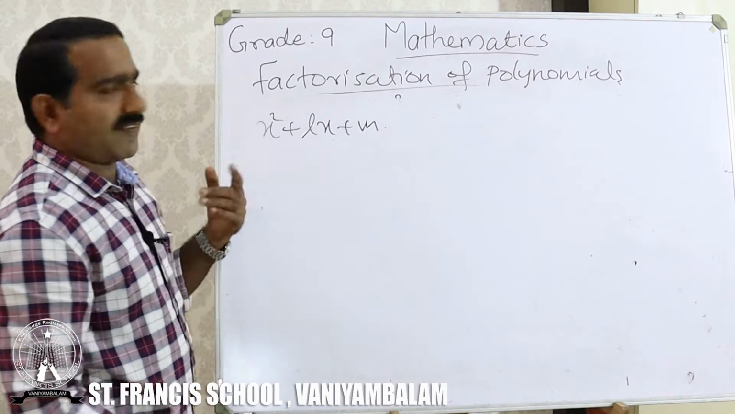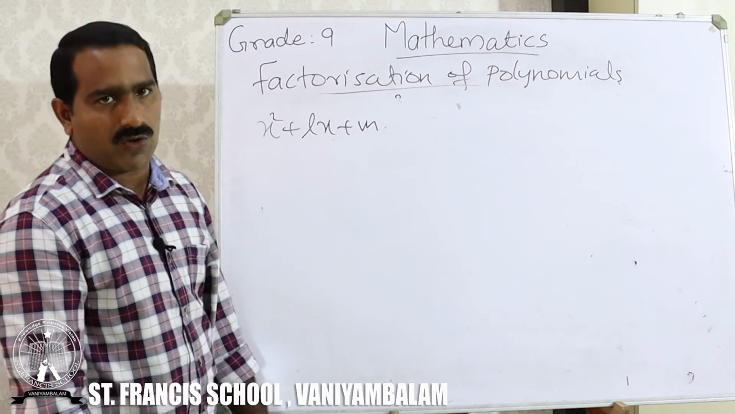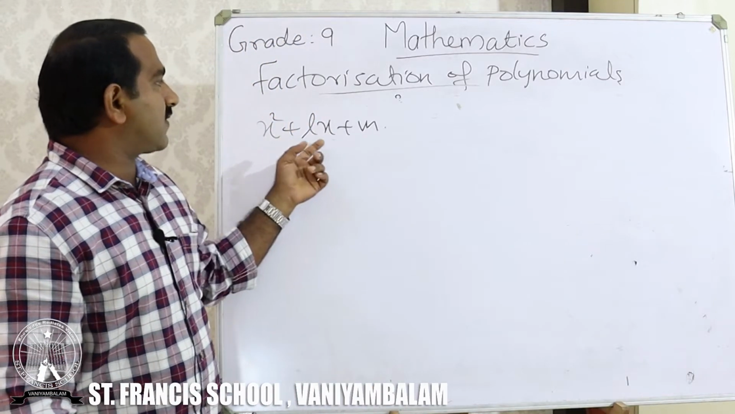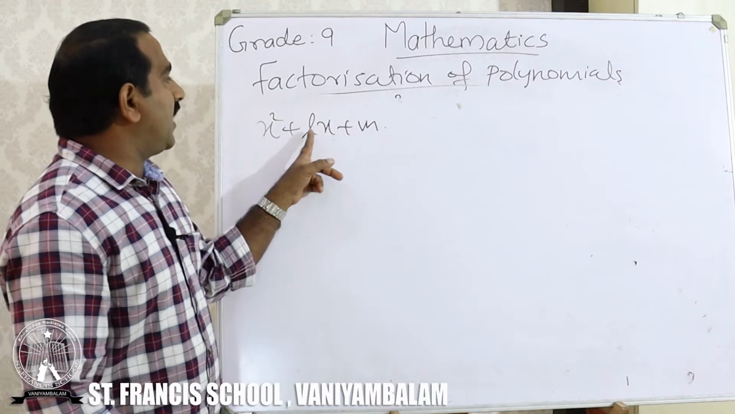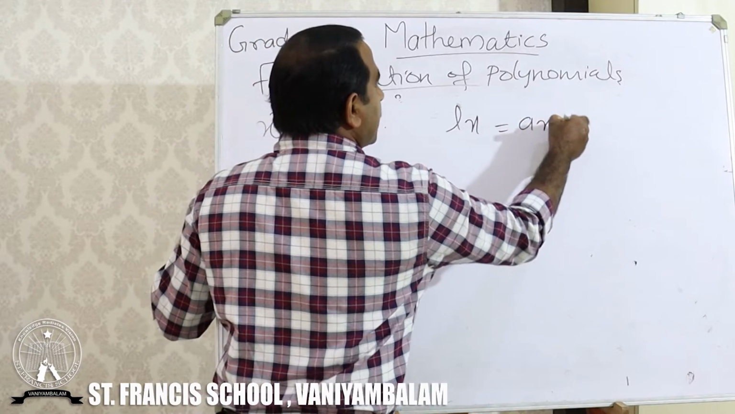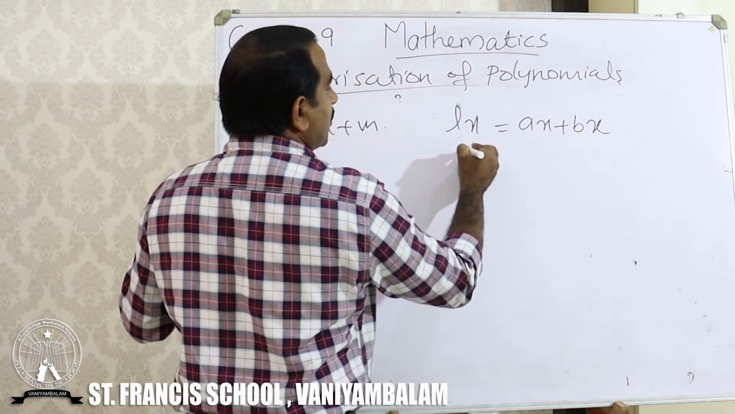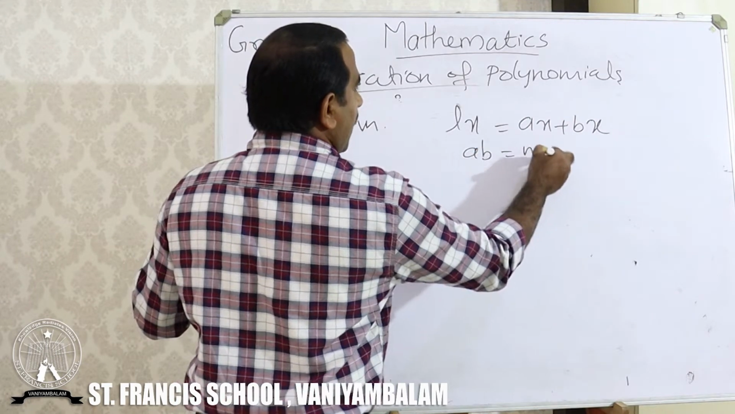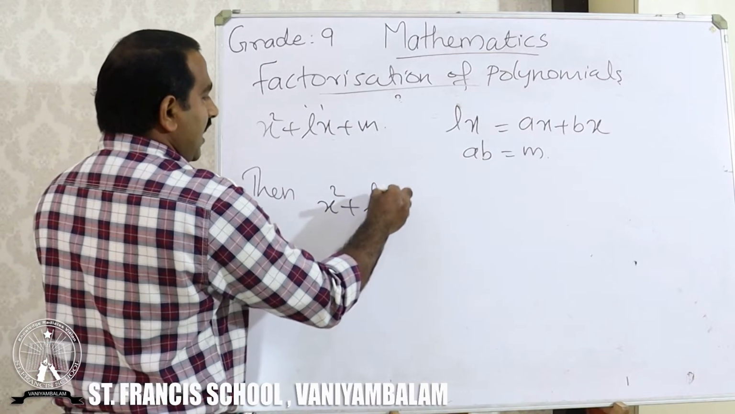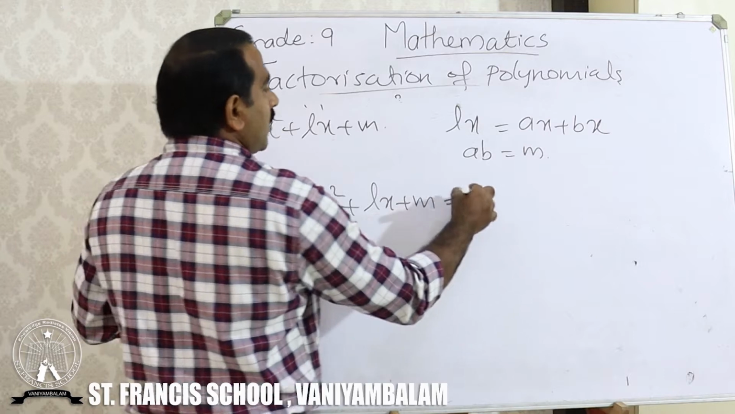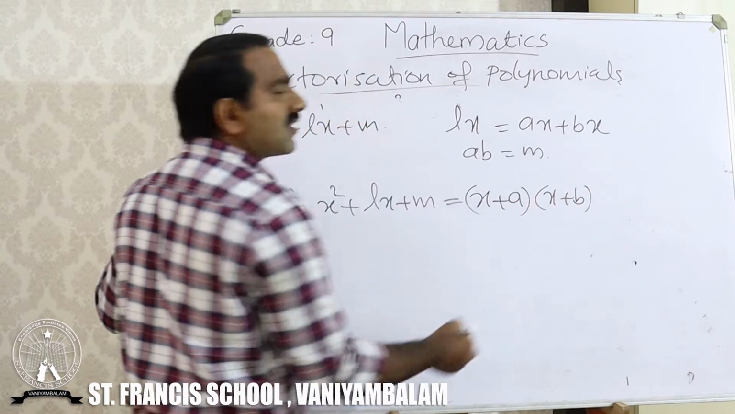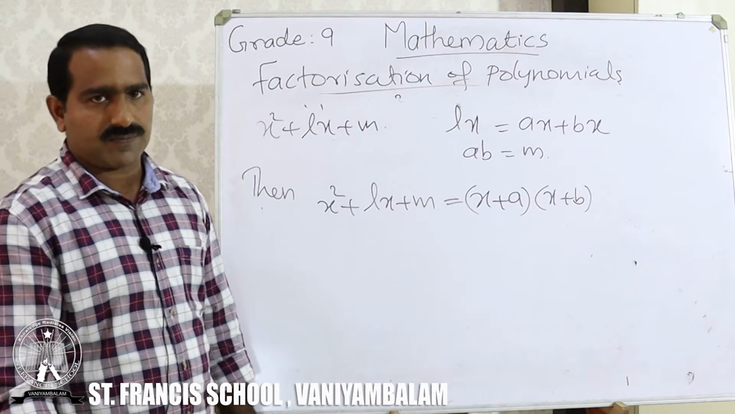You already learned how to factorize this quadratic polynomial, and you factorized x square plus lx plus m by splitting the middle term lx as ax plus bx, so that ab equal to m. Then x square plus lx plus m is equal to x plus a into x plus b. This factorization you already learned from 8th standard.